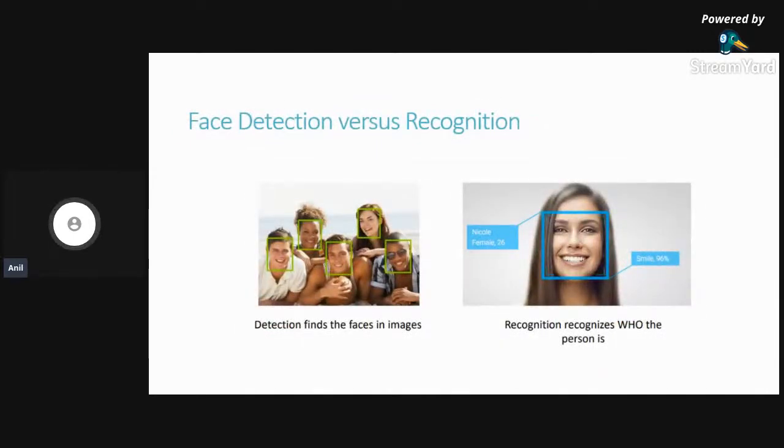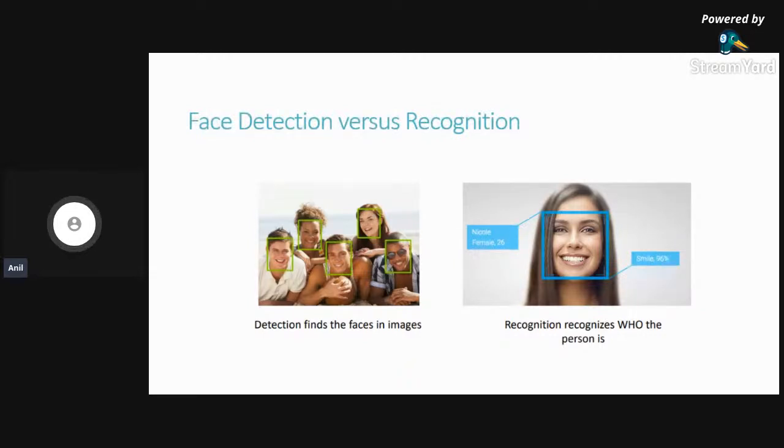There is a trivial difference between face detection and face recognition. In detection, we only care about locating the faces in the image. So for example, if you see this left image, there are 5 faces, and the task of face detection is only to locate the faces in the image. And the face detection algorithm has correctly located 5 faces in the image.